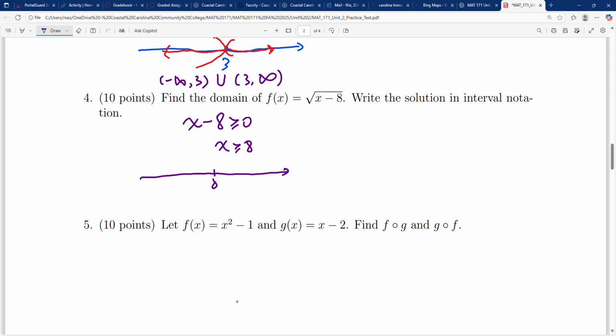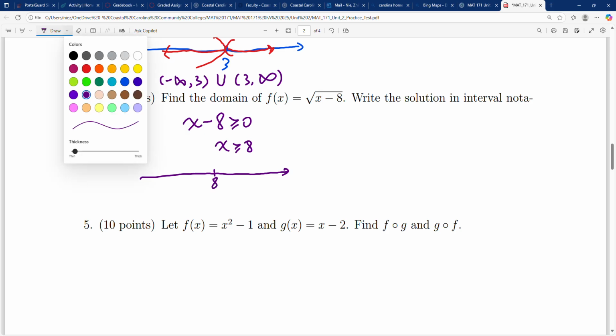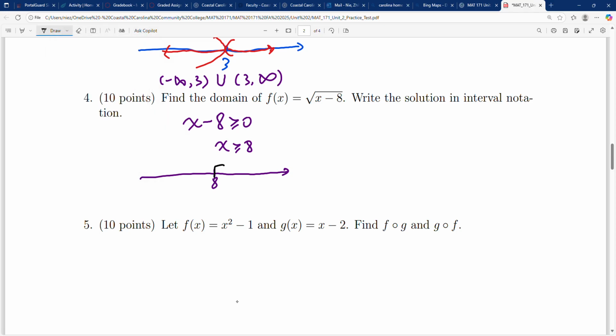So you find 8, and all the values greater than or equal to 8. That means this part. We write this in interval notation. It's gonna be from 8 to infinity. Every time you see negative infinity or positive infinity, you use parentheses next to infinity or negative infinity.